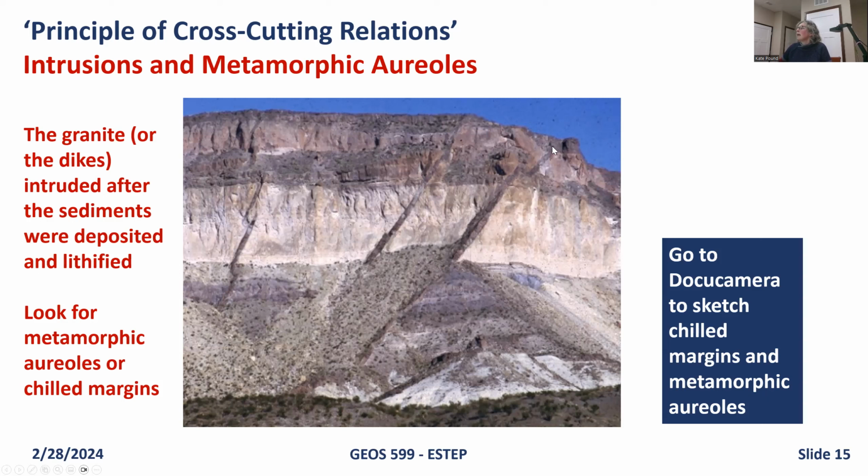This one, you can see it coming. It probably feeds this uppermost layer, and it comes down, does something funny in here. It looks as though it splits up in two. But what we know here is that these dikes, not the granite, that's a mistake, these basalt dikes are younger than the white layer and the other lower layers because they cut across that layer. Sometimes one can see evidence in the basalt for what we call chilled margins. So I'm going to go to the document camera and do a sketch here. Bear with me.